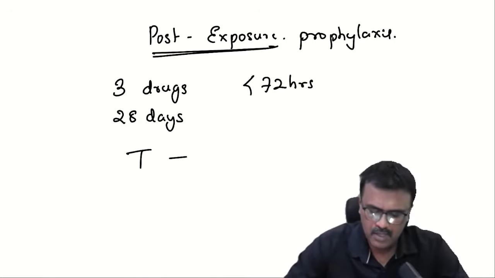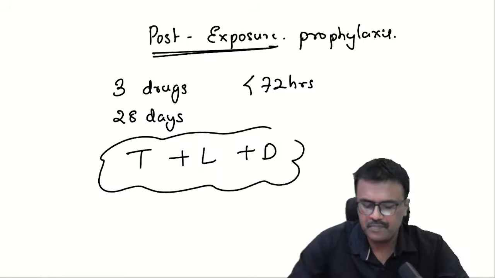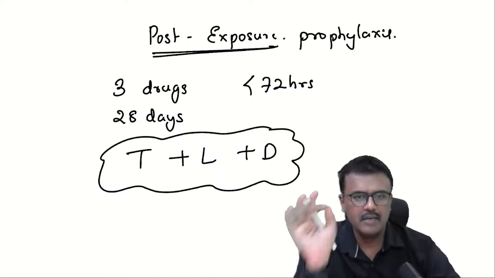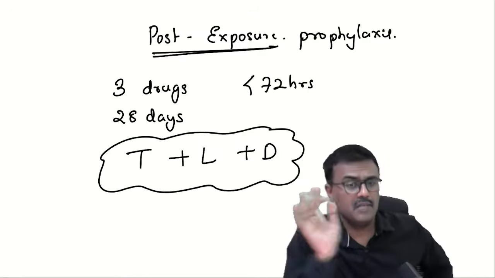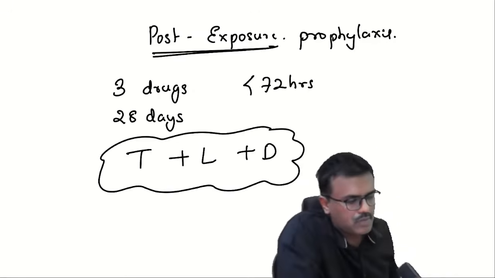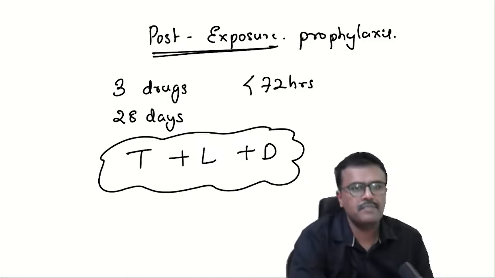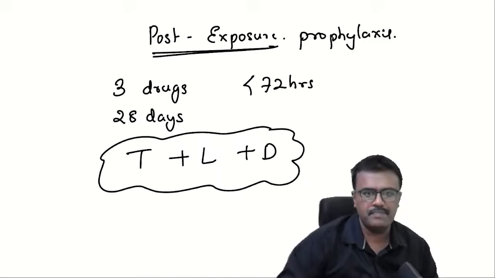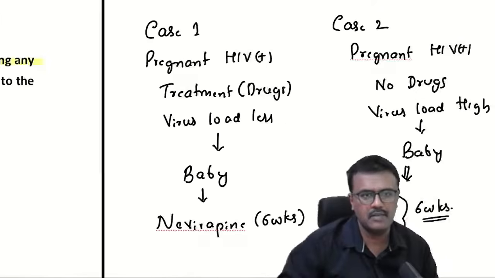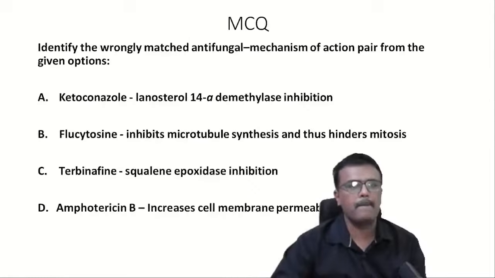But the best 3 drugs you need to start is TLD: tenofovir, lamivudine, dolutegravir, started as early as possible but within 72 hours, and it has to be taken for 28 days. That is post-exposure prophylaxis. Okay, that is about HIV. Mother to child transmission prevention, post-exposure prophylaxis, the drug mechanisms, everything we understood here.